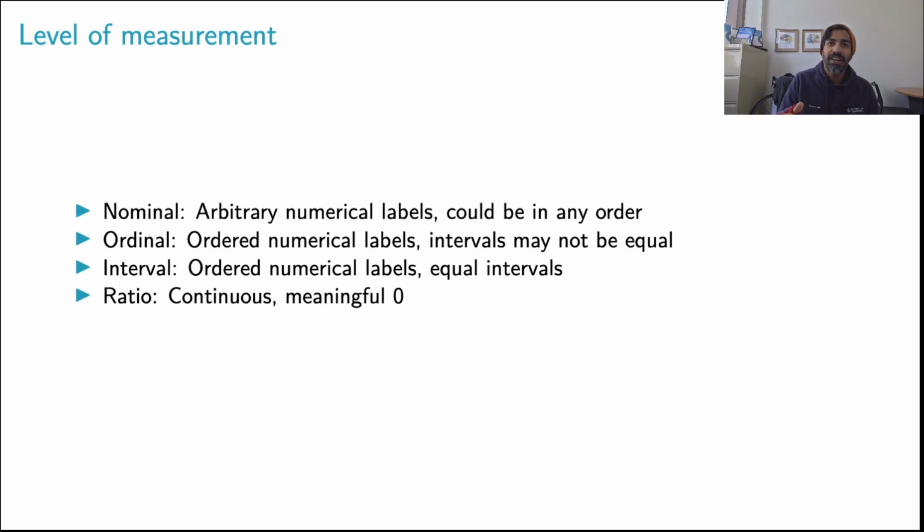Ordinal is ordered numeric labels where the intervals may not be equal. So for example, the order in which people have achieved scores in a course or in a test, they could be first, second, third, but the scores that they receive could be 99, 98, 97, and it could be 99, 70, 50. The ranking is preserved, but you can see the gap between those differences is not the same. So this is an ordinal variable rather than an interval or ratio. Interval is where you have ordered numeric labels and equal intervals. And then ratio is where there's a meaningful zero, such as something like weight or height.